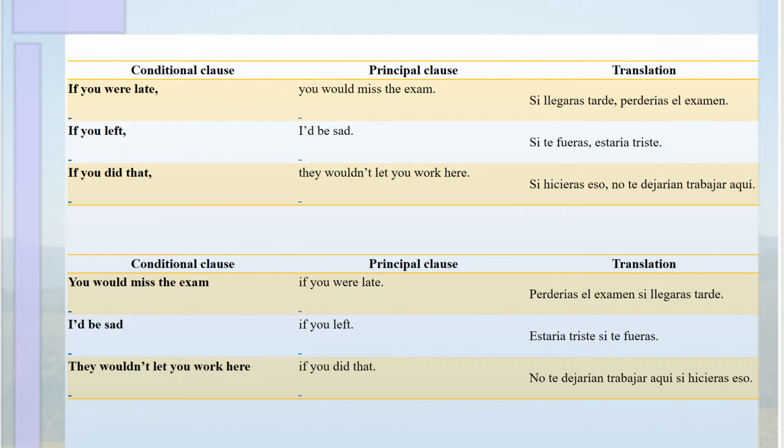In the third sentence, for example, they wouldn't let you work here is the conditional clause. If you did that is the principal clause. No te dejarían trabajar aquí si hicieras eso.